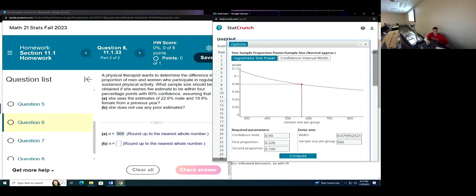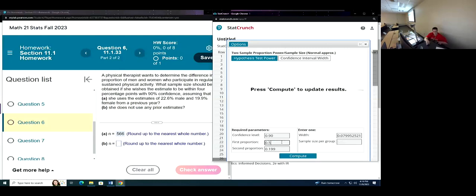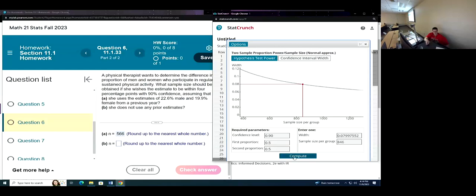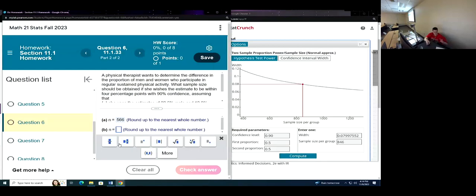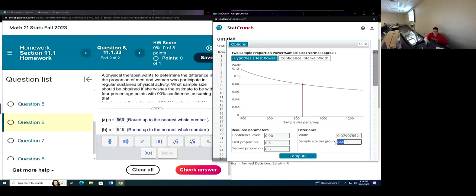And then it says, do not use any prior estimates. No prior estimates means 0.5 on proportions. And I'm going to reset the width to 0.08. Nothing else has changed. I'll click compute, it says 846. So no prior estimates is like a worst case scenario. Notice that the sample size is a lot larger. That's a lot of people to ask questions of.